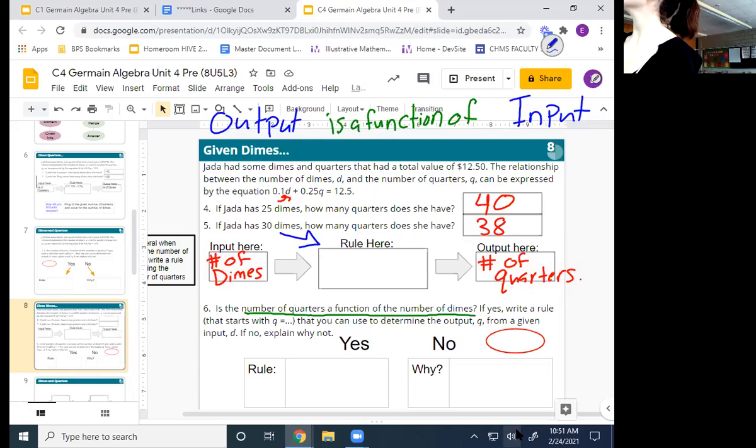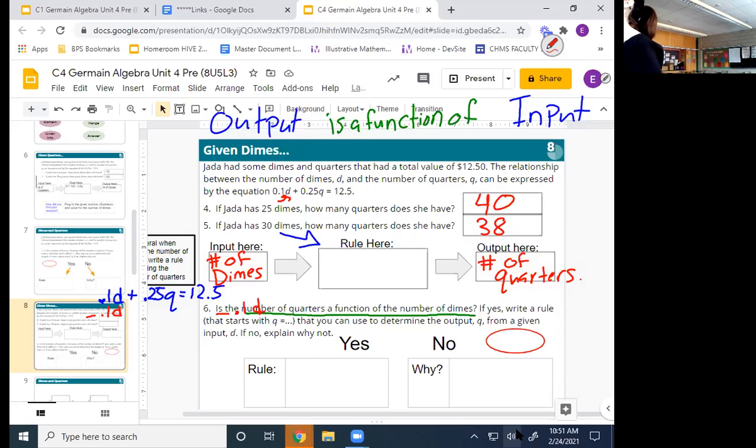So she took that equation of 0.1D plus 0.25Q is equal to 12.5. So can I have Claire, can you unmute and tell me what would be the first thing you did here with this to get the Q by itself? I subtracted 0.1D from each side. Very good. You first want to move that D to the other side by subtracting 0.1D minus 0.1D. Very good. We're left with 0.25Q is equal to 12.5 minus 0.1D.